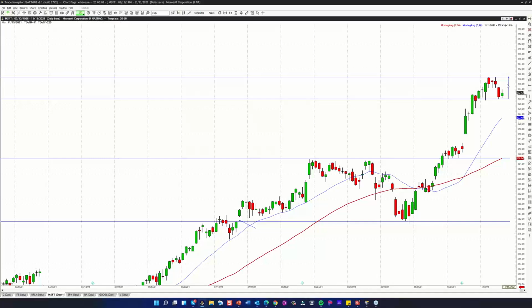Now, the theory is that if the resistance area is broken, if the market is good, this old resistance should be support. Call that change of polarity.